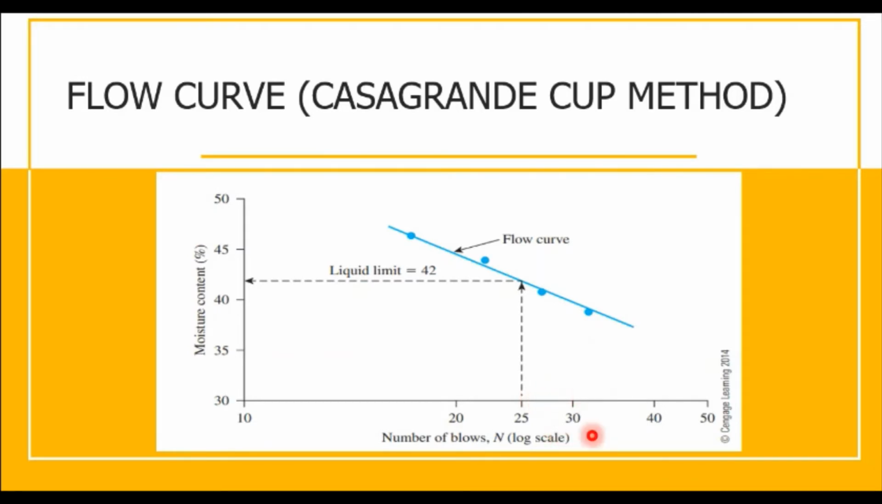So, if you can see, at corresponding moisture content, may corresponding number of blows din. Ito yung mga test results. Itong pinlot natin, naka-plot siya. Ito yung moisture content. At yung moisture content at 25 blows, that will be the liquid limit. Ang tawag dito is flow curve.